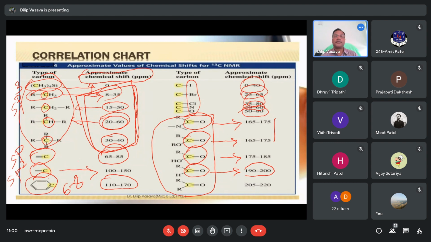If you just look at these values, which indicate the different chemical shifts in delta ppm, the highest delta ppm is of the carbonyl carbon of the ketone, that is 205 to 220, and later the carbonyl carbon of the aldehyde, carbonyl carbon of the acid, carbonyl carbon of the ester, and carbonyl carbon of the amide. So this is the range of the correlation of the carbon.